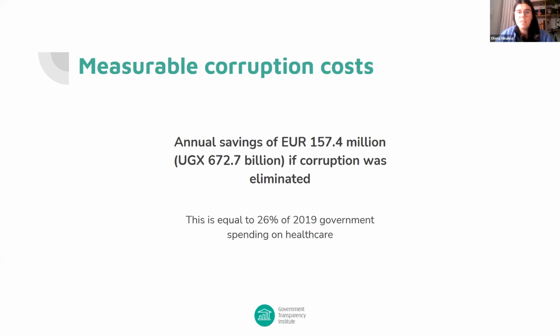So it allows us to conclude that if corruption were eliminated, it could help to increase the healthcare budget significantly and consequently increase the quality of healthcare products and services, and also payment for healthcare workers in Uganda, which is not sufficient for now.